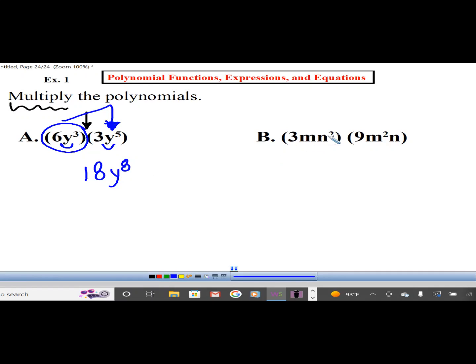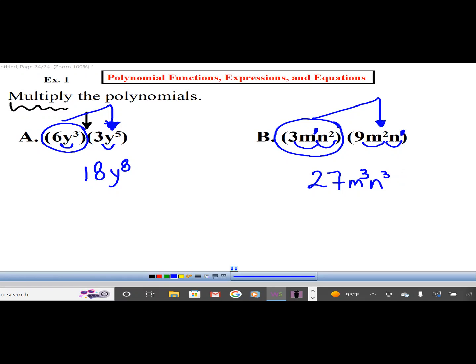Let's do the second one. Here we go. Circle the first one, and we're going to multiply that times the second monomial. Once again, numbers times numbers, variables times variables. What is 3 times 9? 27. What is, check this out, m, what is the exponent on m? So put a 1, don't forget that. So m times m to the second becomes m to the third. Then we got n to the second times n, put an exponent on that one. So that is n to the third.